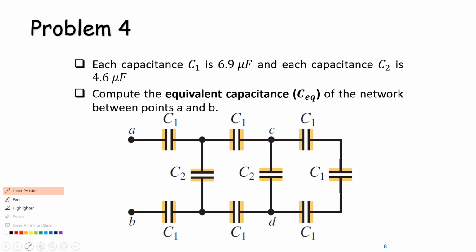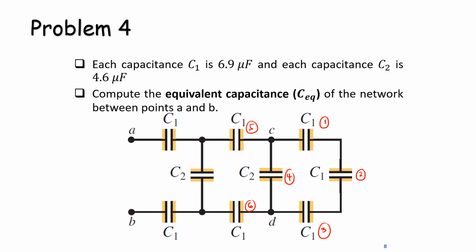Let us label this one first. This one is capacitor 1, this one is capacitor 2, capacitor 3, 4, 5, 6. This is 7, 8, and capacitor 9. Capacitors 1, 2, 3 are in series with each other. So let us write this one. Again, you have to start with the farthest from point A. So capacitors 1, 2, and 3 are in series with each other.